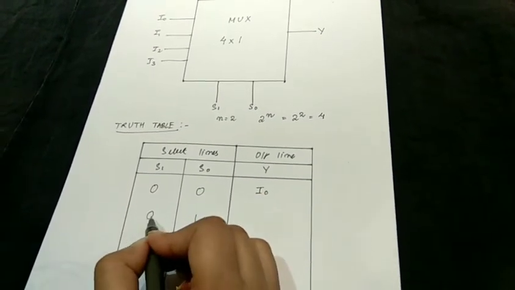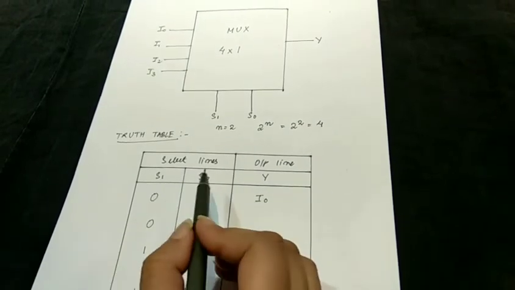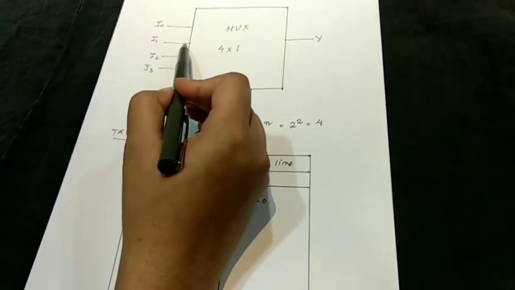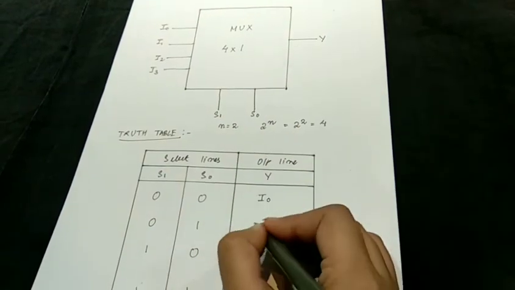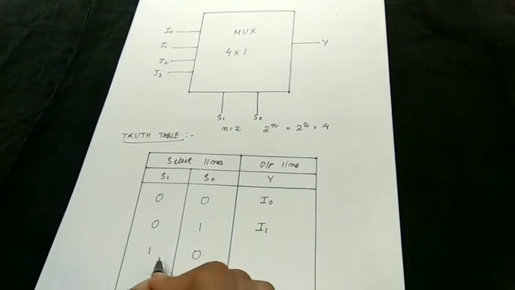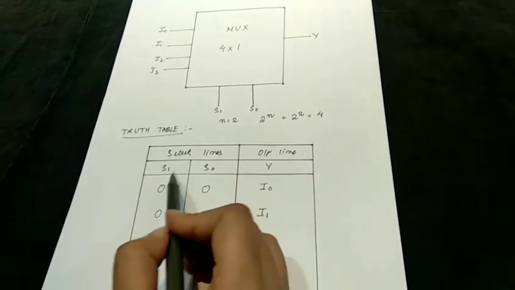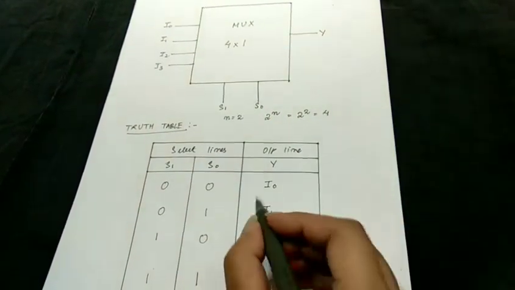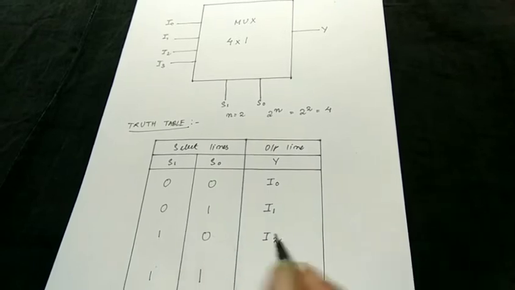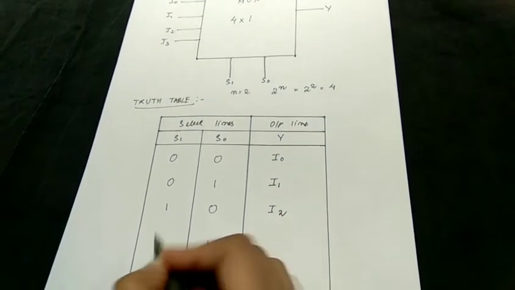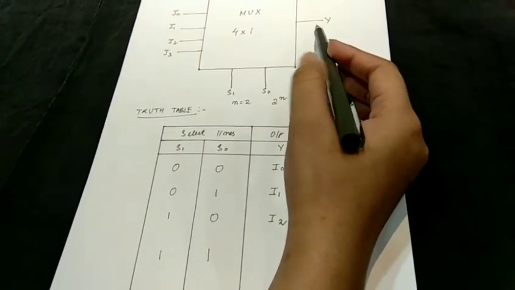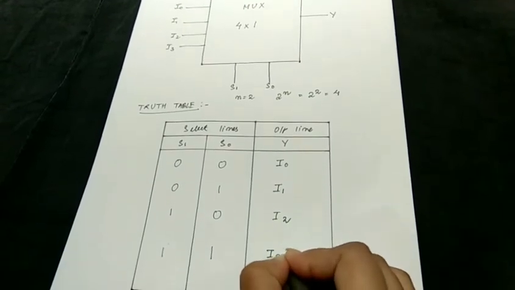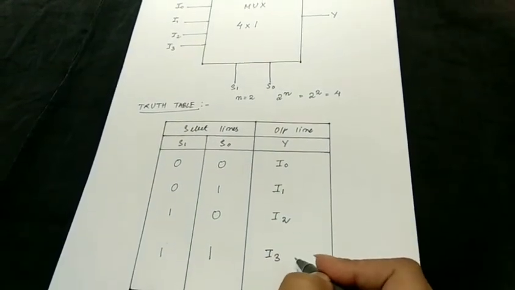Similarly, for the second combination of S1 and S0, input I1 will be directed to Y. For the third combination of S1 and S0, input I2 will be directed to the output. So we'll write here I2. And for the last combination, input I3 will be directed to Y. So this is the truth table of the multiplexer.